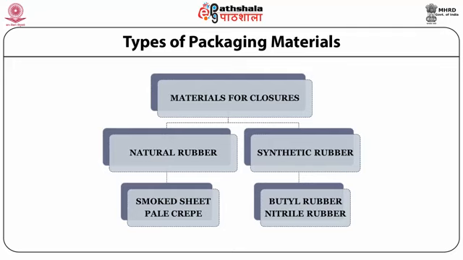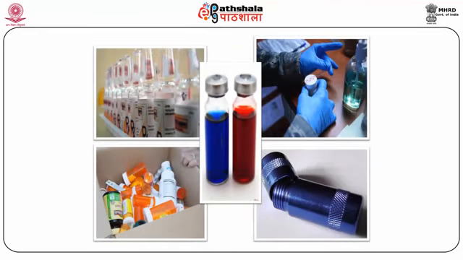The examples of natural rubber are smoked sheet and pale crepe, while synthetic rubbers, that is butyl rubber and nitrile rubbers, are very commonly used for the closure. This is the diagram which shows various types of packaging material and various shapes of the container which we generally use for packaging.